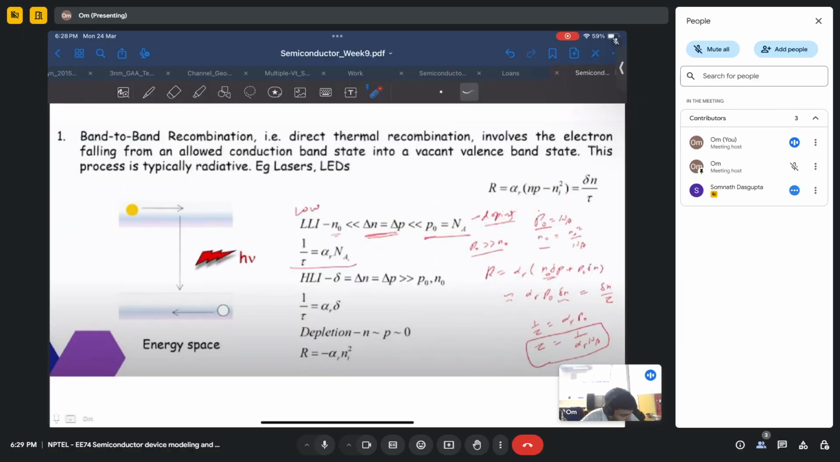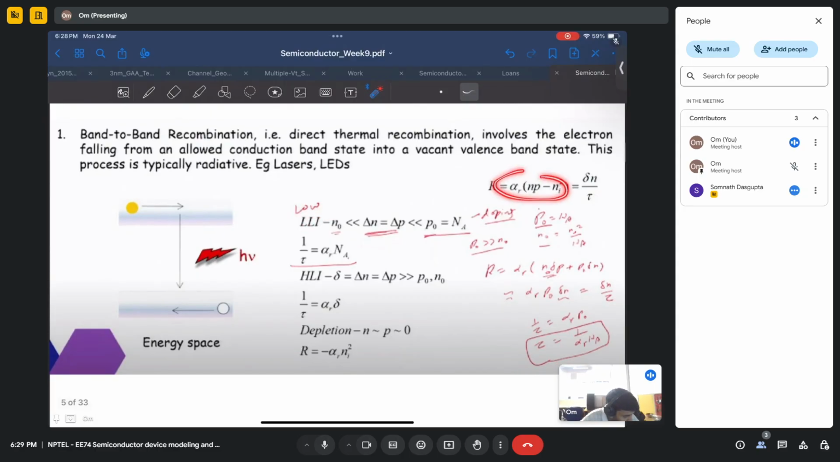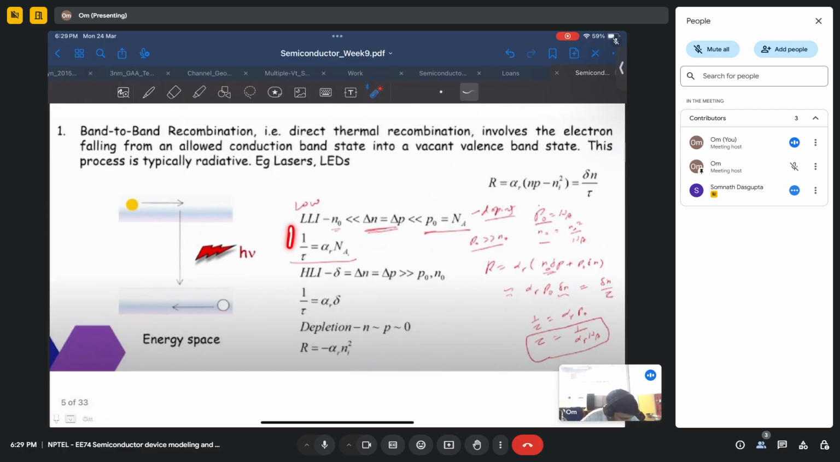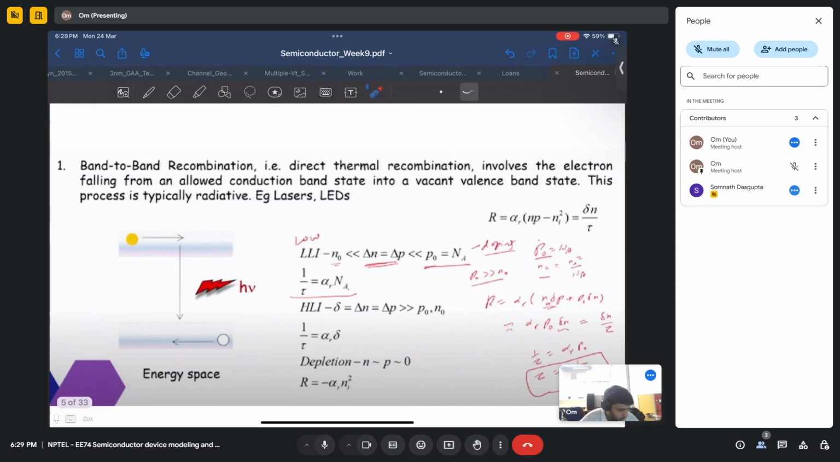And under the low level injection approximation, we ignore some of these terms to simplify it, and what we get is finally that 1 by tau is alpha r times Na. And here we can directly see the carrier lifetime is inversely proportional to Na. So if Na increases, carrier lifetime will decrease. It's just tau. I hope this is clear.